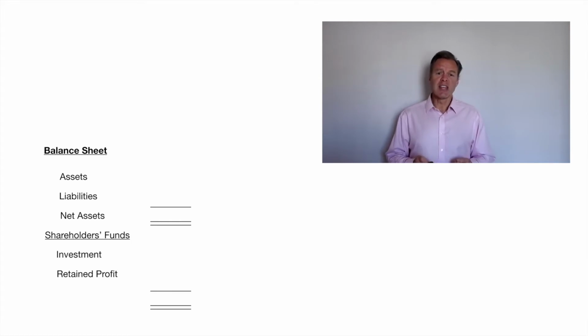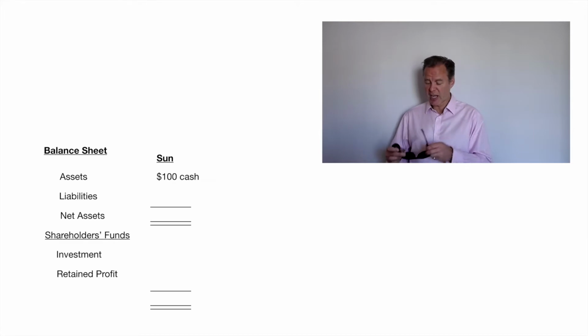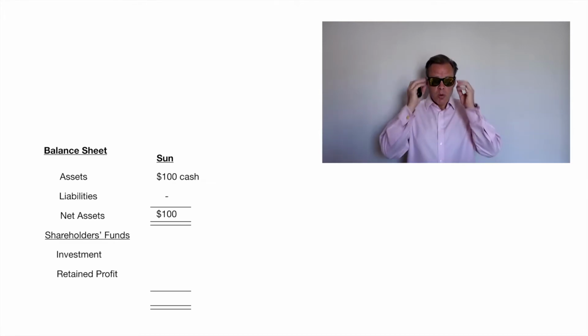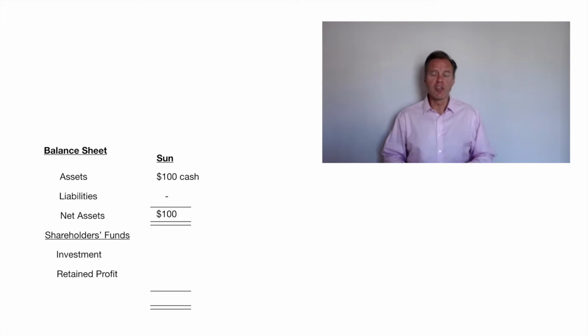Let's say it's Sunday evening and you and I are going to go into business together, selling these sunglasses. So we invest $50 each. You invest $50 and I invest $50. What are the assets of the business? Well, it's $100 in cash. What about the liabilities? Well, we don't owe anybody anything, and therefore the net assets are $100.